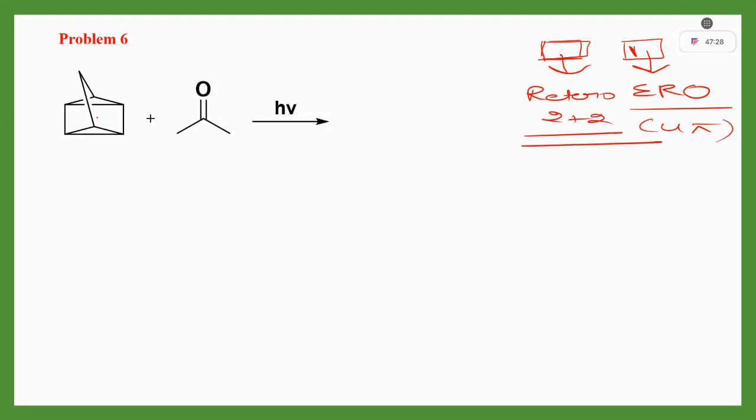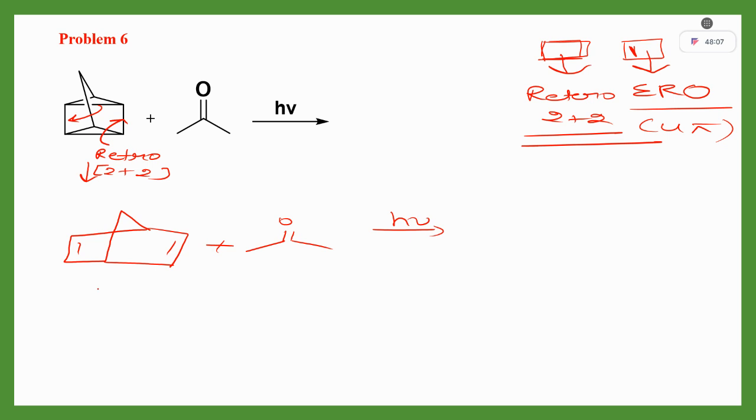Okay. So what will it form in retro? Basically this bond will go here and this will go here. And just tell me, can't you get this structure on retro 2 plus 2? Yes or no? And with this you have this ketone.